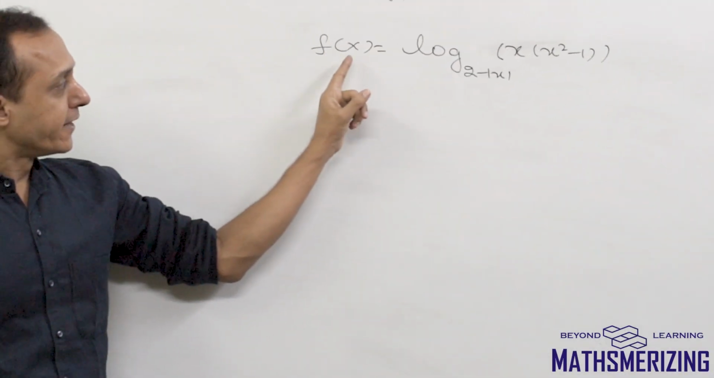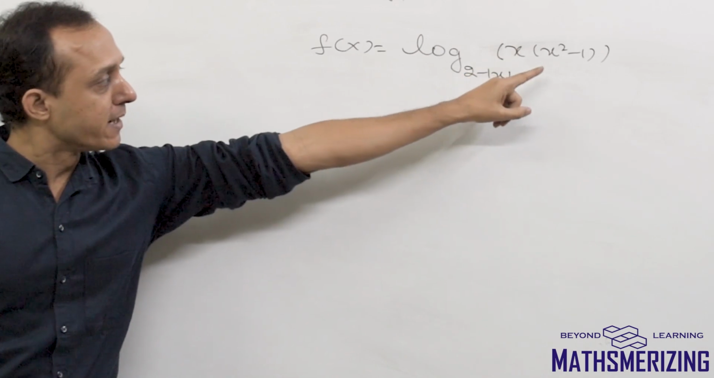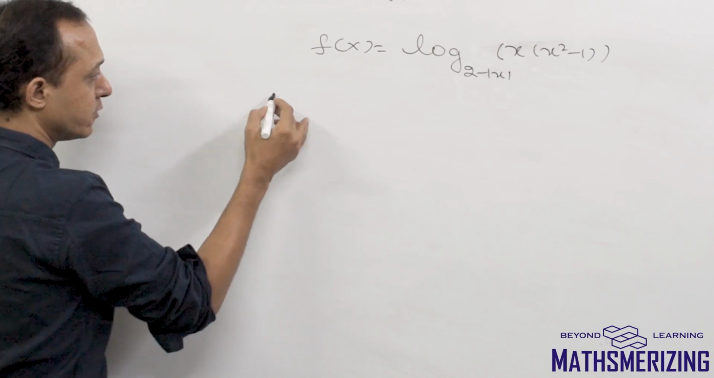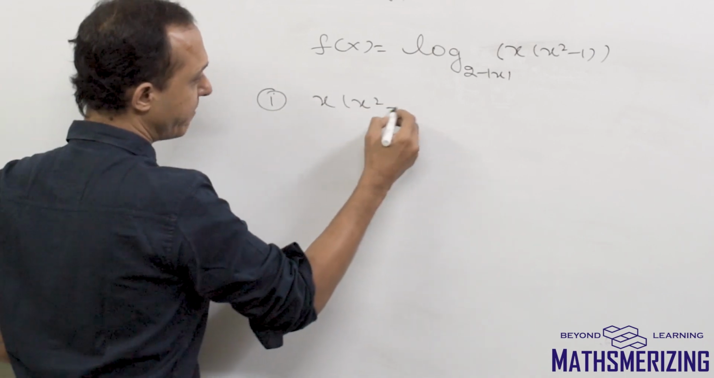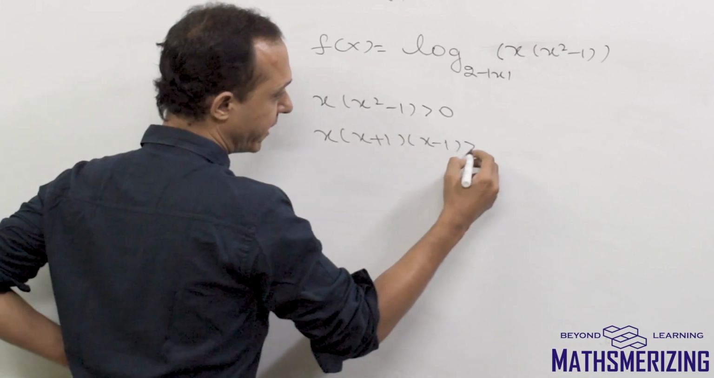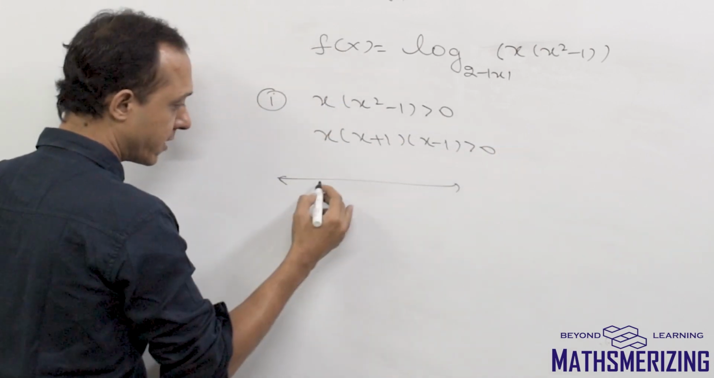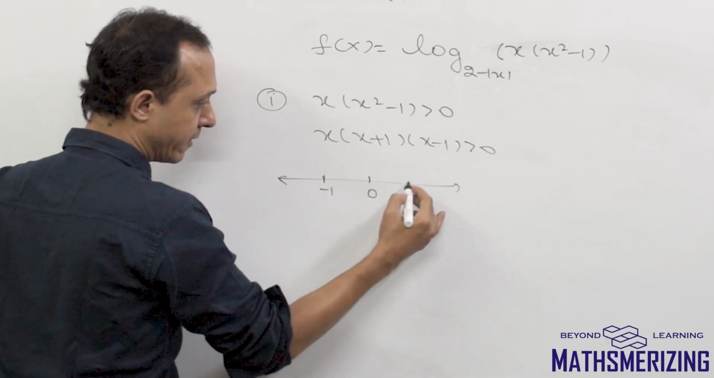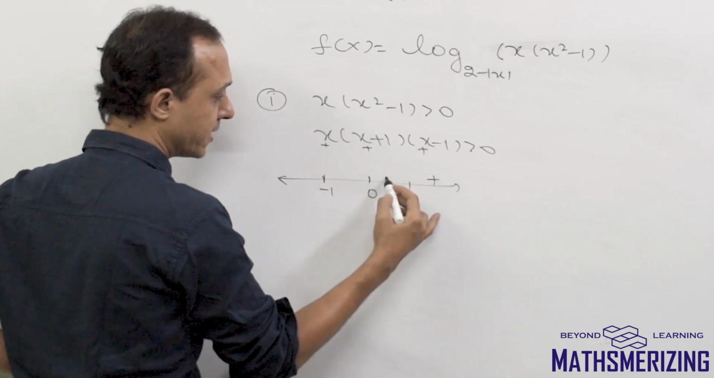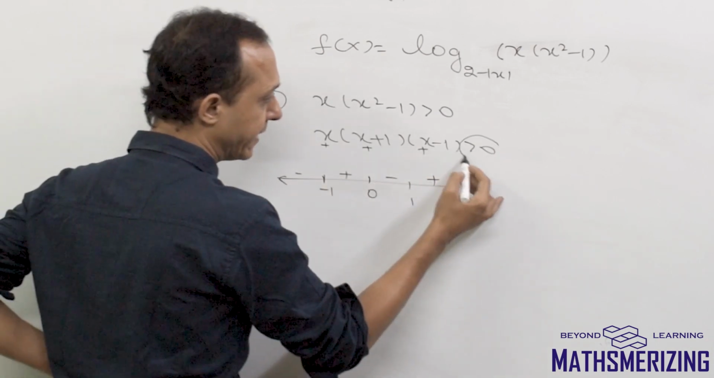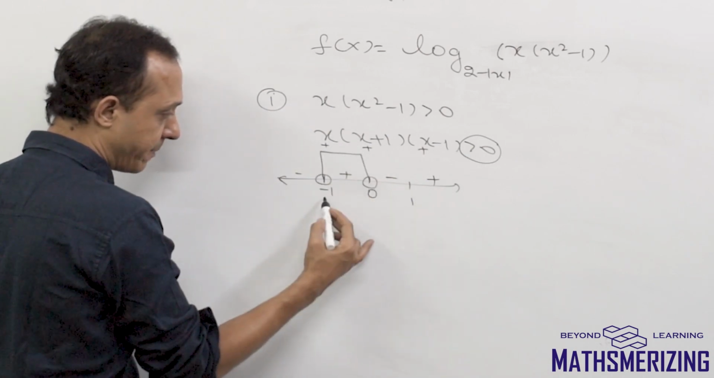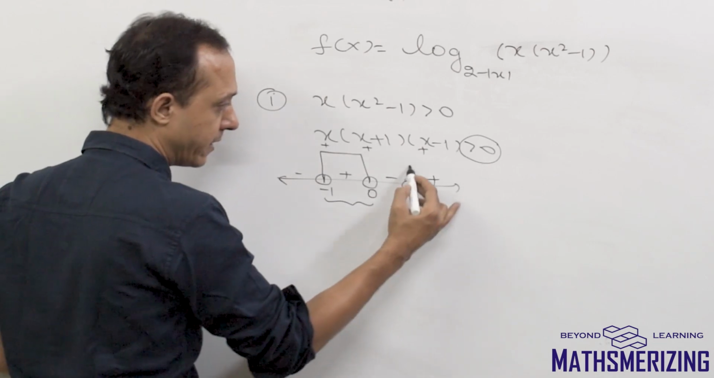So the question is, find the domain of the function log of x into x square minus 1 to the base 2 minus mod of x. Again, the first condition is that x into x square minus 1 should be greater than 0. So x, x plus 1, x minus 1 greater than 0. The roots are minus 1, 0 and plus 1. The sign of the rightmost is plus, then minus, plus, minus. I need greater than 0, which is plus. So the condition I'll get is either x lies between minus 1 and 0, or x is greater than 1.